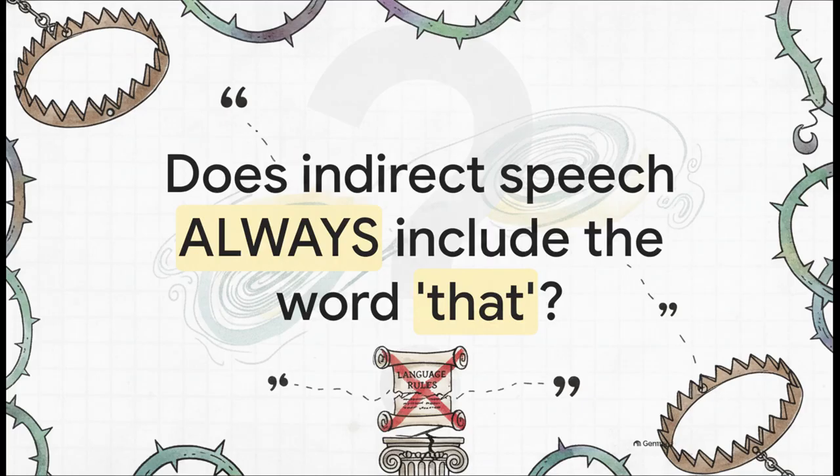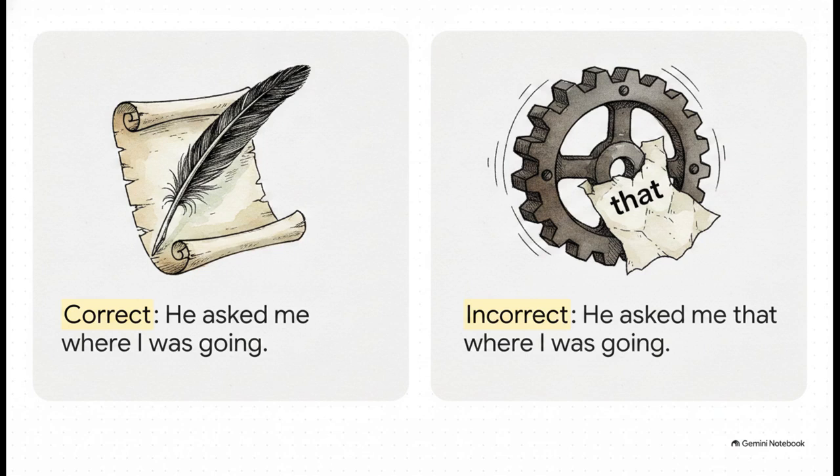First up, many people firmly believe you absolutely must use the word that to connect indirect speech, like he said that he was tired, but is that absolute rule actually true every single time? Absolutely not. In reality, you completely drop the word that when you're reporting questions or commands. If you say, he asked me that where I was going, it just sounds totally clunky, right? The correct way simply drops it, he asked me where I was going.